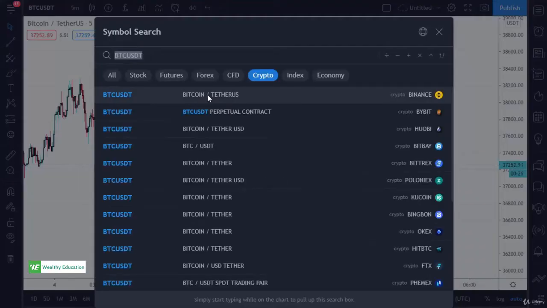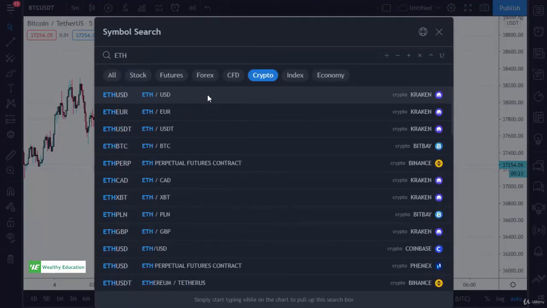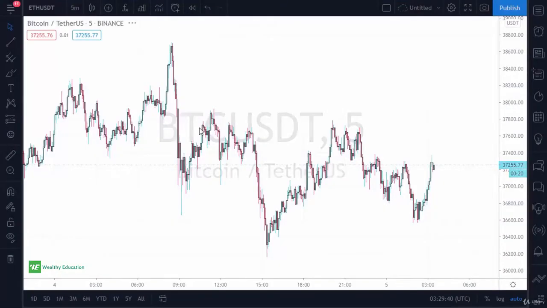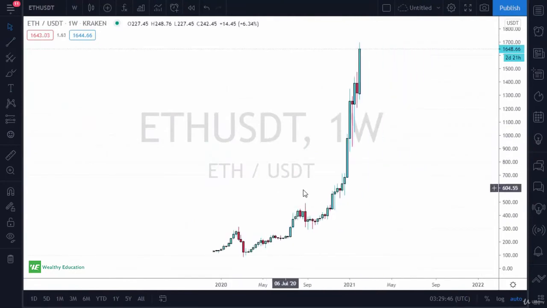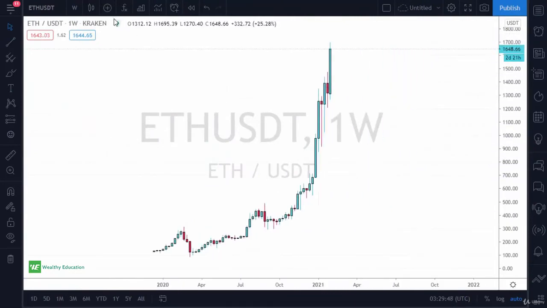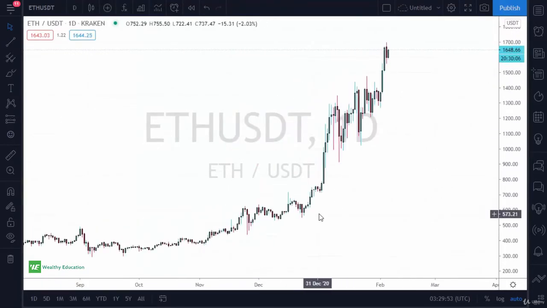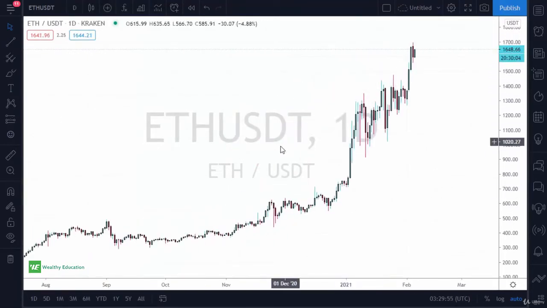So let's take a look at, let's do Ethereum. And let's go back out to the weekly chart. Clearly in an uptrend. Just been going straight up in the air. The daily chart, very bullish. Looks like it's ready to extend. It's going higher.